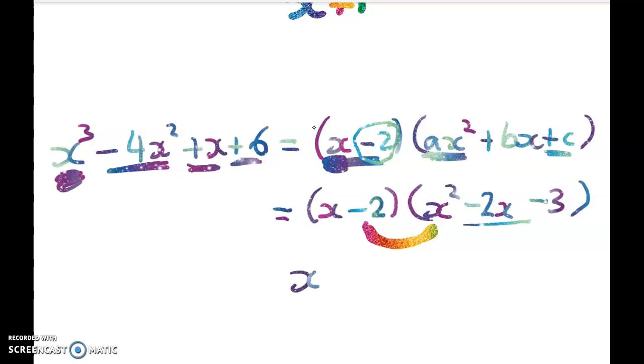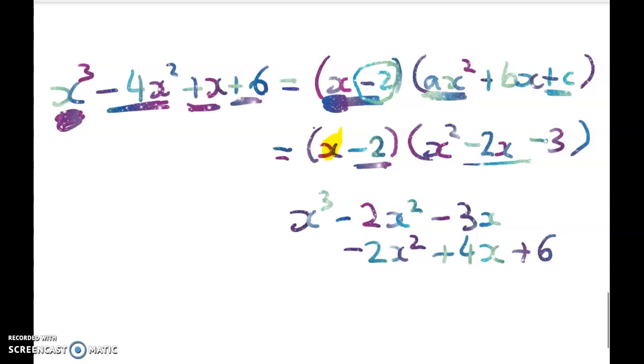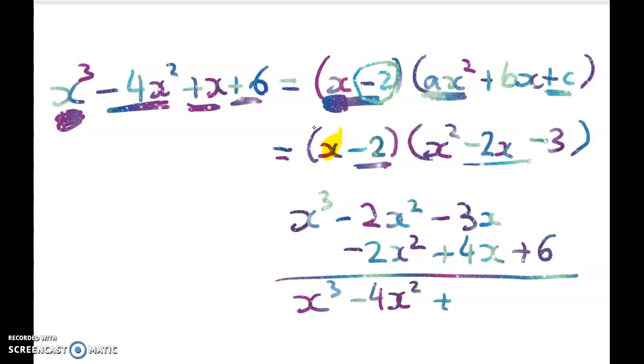Right? So we've got x cubed minus 2x squared minus 3x. So how have I got that? Well, that's multiplying everything through by the x. Right? And now I'm going to do the same thing with this bit here. So minus 2x squared plus 4x plus 6. Now just notice that I've lined that up in place value terms because that makes it harder to muck up. So that gives me x cubed minus 4x squared plus x plus 6, which is what we wanted.